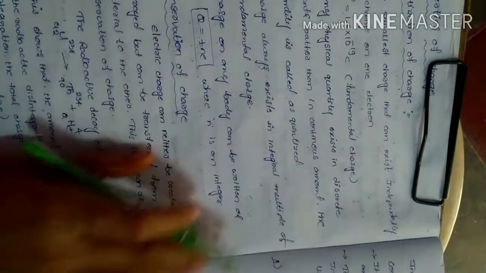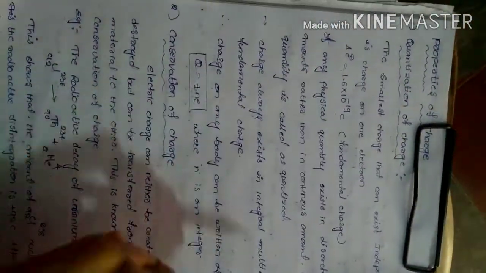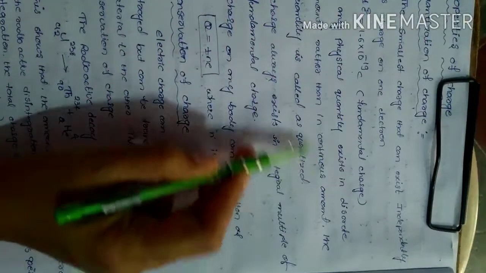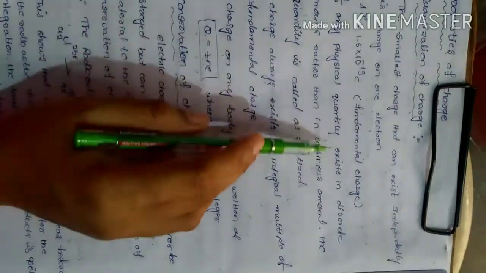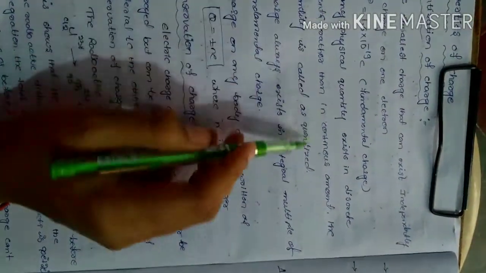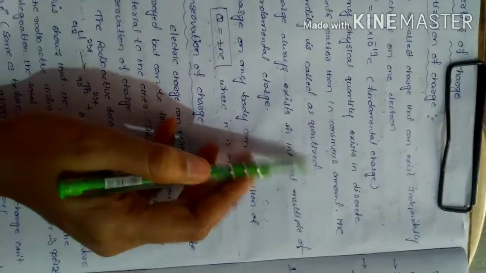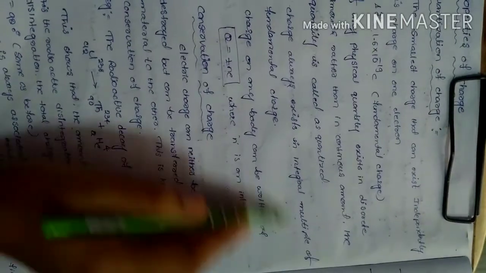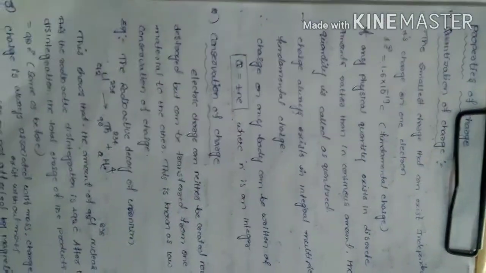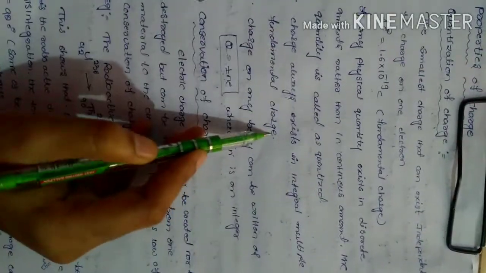For example, light energy is not continuous, it is in discrete amounts. Discrete amounts means small packets, that is called quantization. Here also, energy is not continuous, it is in discrete amounts. And charge always exists in integral multiples of the fundamental charge.